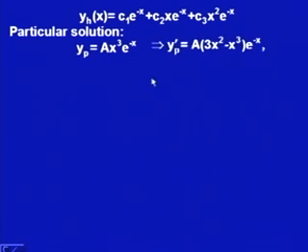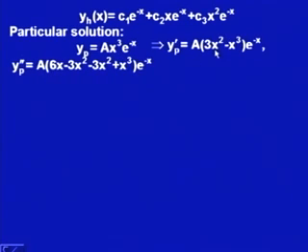So, what will be its derivative? y_p dash would be a times (3x square minus x cube) e to the power minus x. y_p double dash would be a times (6x minus 3x square) e to the power minus x, then the derivative of e to the power minus x is minus e to the power minus x, and this coefficient is as such. So, what we are getting is a times (6x minus 6x square plus x cube) e to the power minus x.